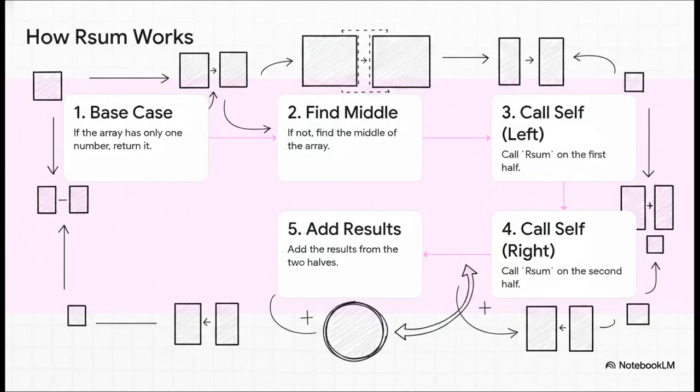So how in the world does this thing work? Well, first it asks a simple question. Is this array down to just one number? If the answer is yes, great. It just returns that number. We call that the base case. But if the array is bigger, it splits it right down the middle. And this is the cool part, it runs itself on each of those smaller halves. It just keeps splitting and splitting until every single piece is trivial, and then it puts all the answers back together on the way up.